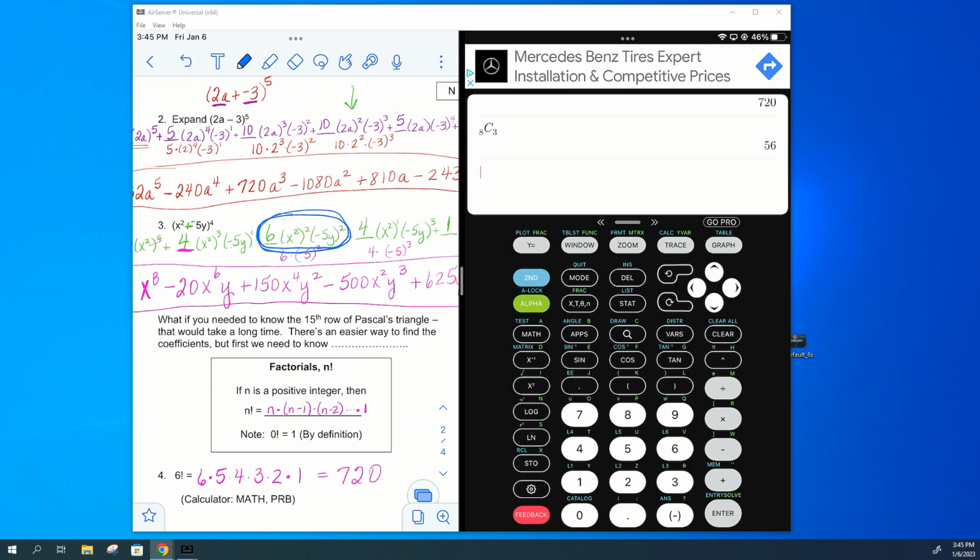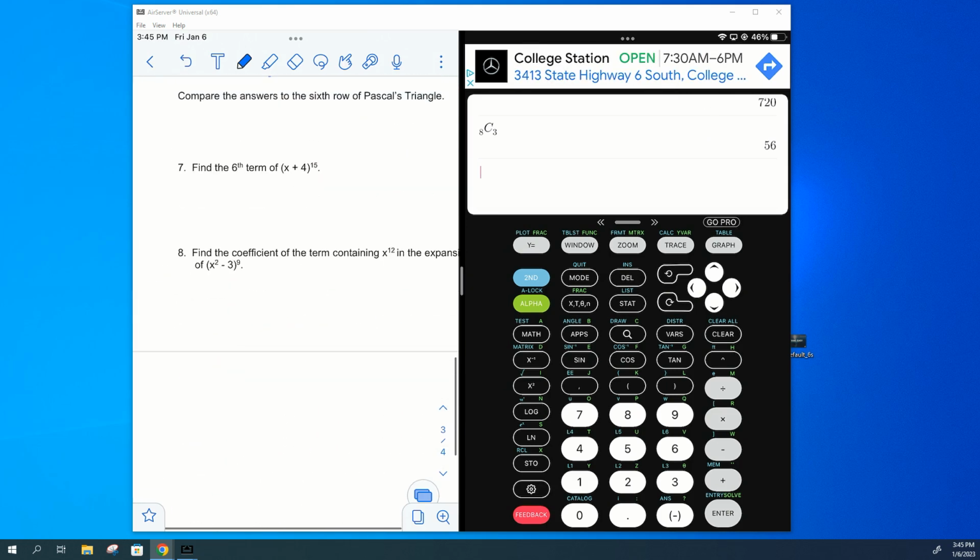Do you realize that each term has a blank? It would have an x to some power and a 4 to some power. Well, now how do you get the powers?